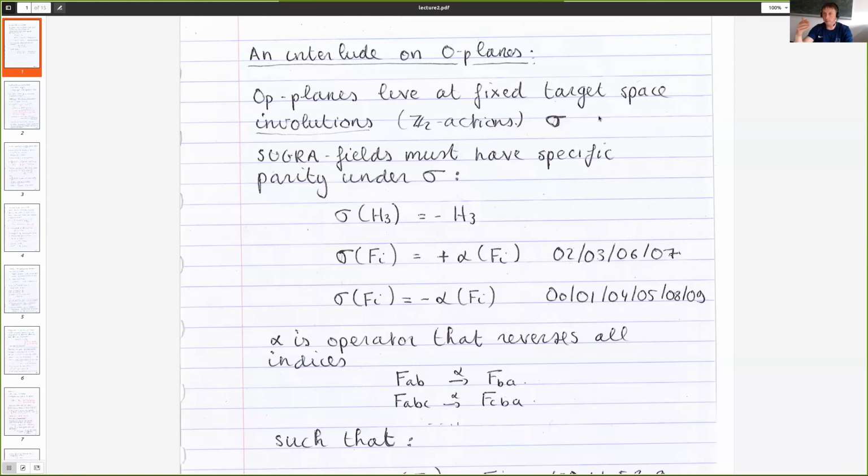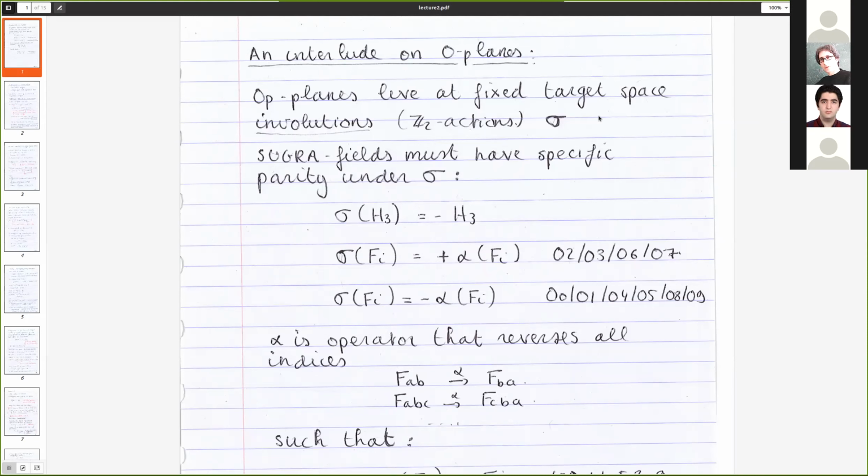In the particular example I was giving, they are point-like inside the extra dimensions, and therefore they are O3 planes, right? Because O3 planes would be filling 4 dimensions, and they would be point-like in the 6 extra dimensions. So for every O plane, you need to find a proper involution, which would also be a symmetry of the background space, right? But if I ever say a symmetry, it must also mean that the background fluxes have to obey this particular symmetry. But in fact, it's not just a symmetry.